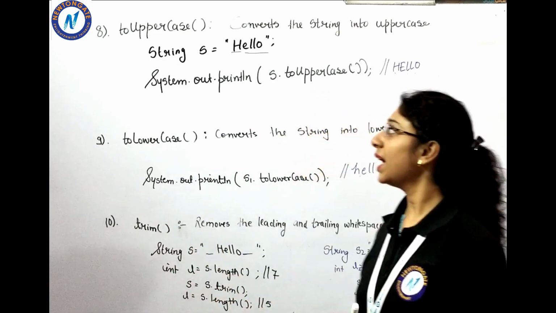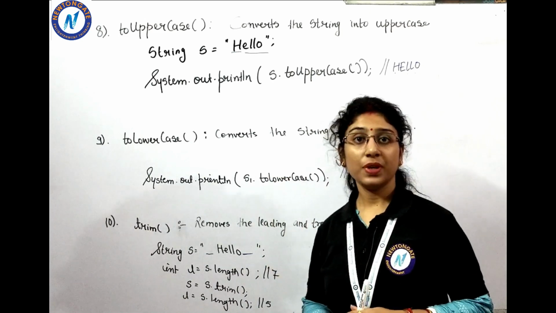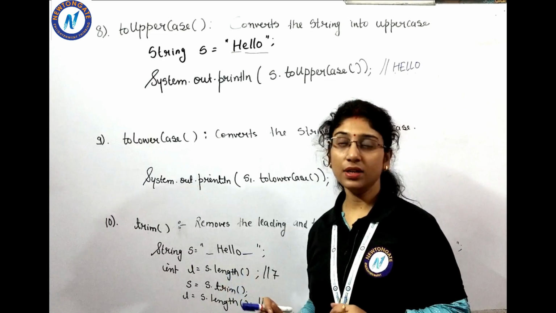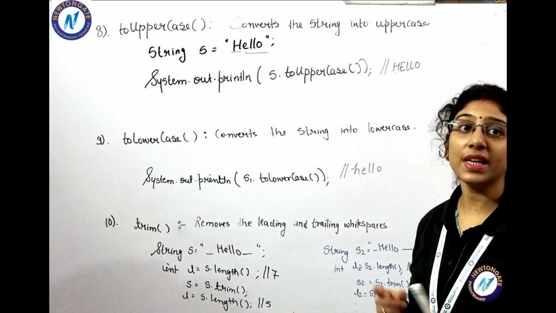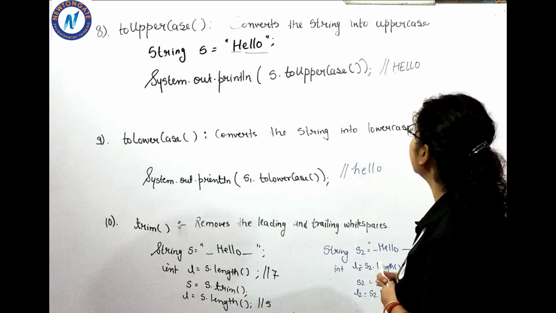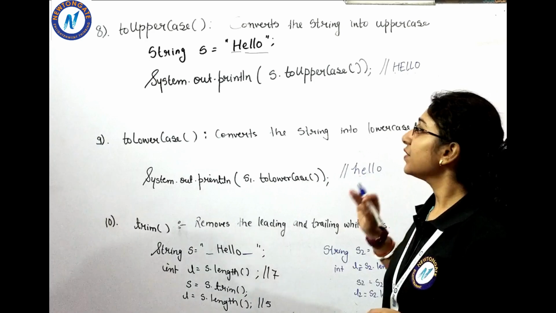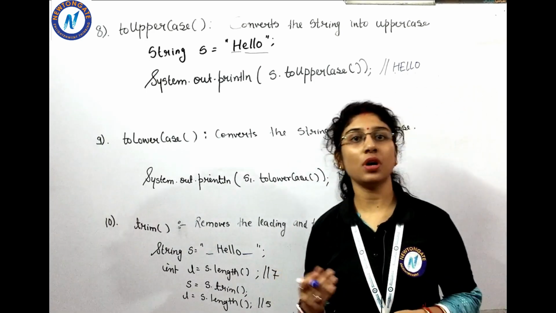In the example, I have taken a string type variable where I have stored Hello. Here the first letter is written in capital, but the rest of them are in small letters. So when I use the s.toUpperCase function, it is going to convert each and every character into uppercase. Clear?